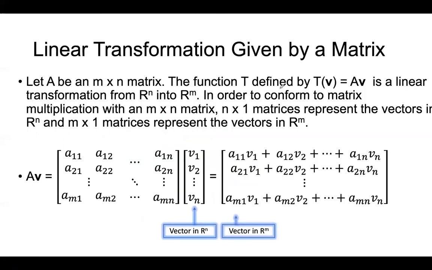So linear transformations can be given by a matrix. Suppose we have A times v, so this is our A and this is our v. If you multiply them out, we get this vector. The vector v is in Rn, but the product gives us a vector that is in Rm. So it changes the dimension, and we can increase the dimension, reduce the dimension, and so on.